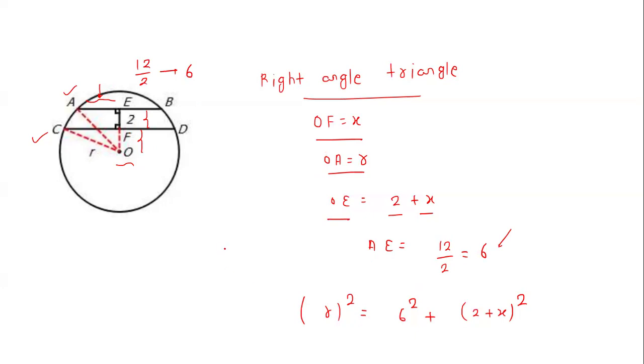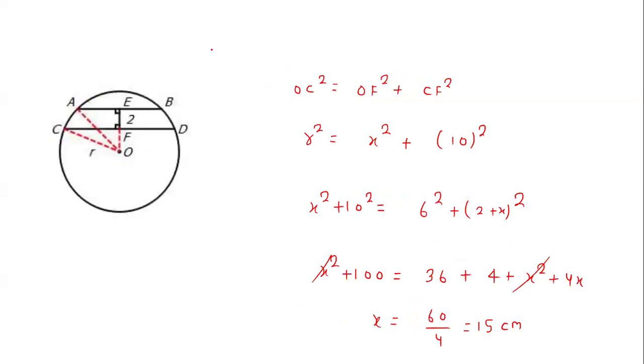So we can apply the Pythagoras theorem in the triangle AEO as r square is equal to 6 square plus 2 plus x whole square. And if you look at the triangle CFO, this is C, this is F, this is O, here you can also apply the Pythagoras theorem. This is r, this we assumed initially as x, and this CF is half of 20 because of symmetry, both CF and FD are equal. So both are half of 20, which is 10. So we can apply the Pythagoras theorem as r square is equal to x square plus 10 square.